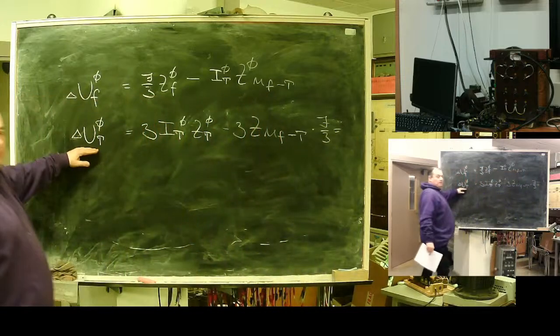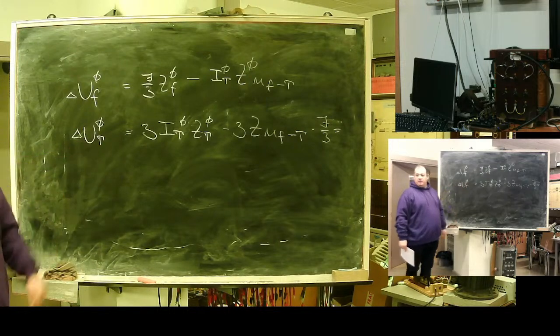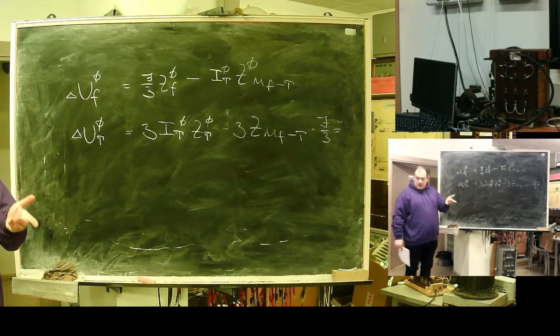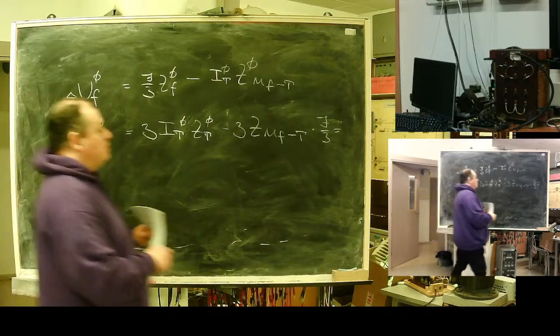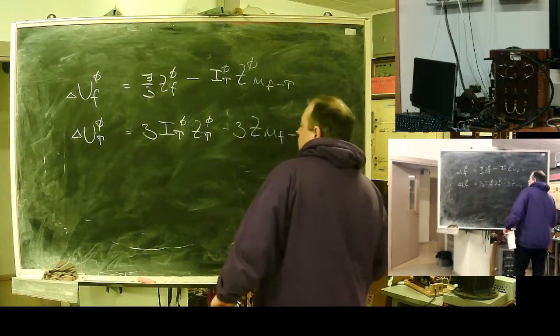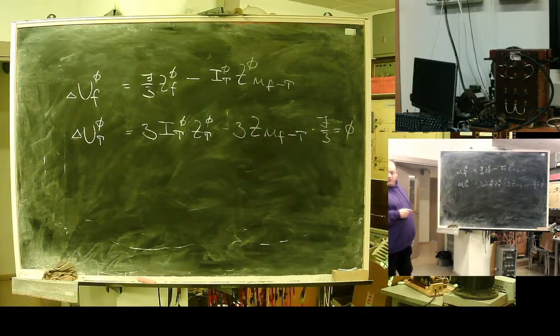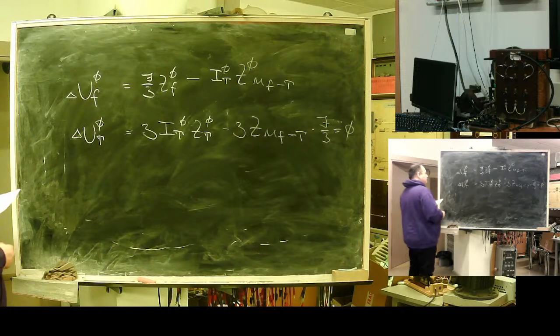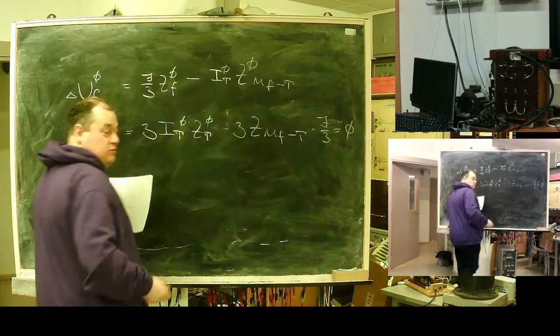What's on the ends of the protective wire? Grounded. Grounded at both sides. That means this term is 0. It's equal to 0. This gives me a system of equations, because I need to eliminate this term.